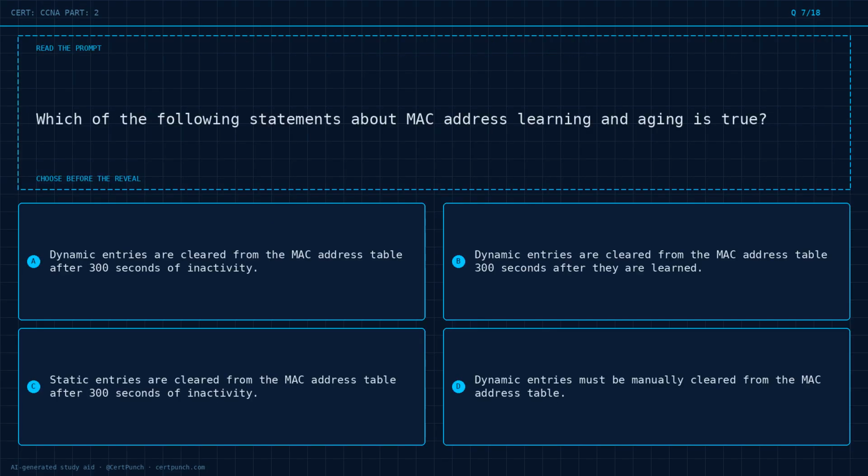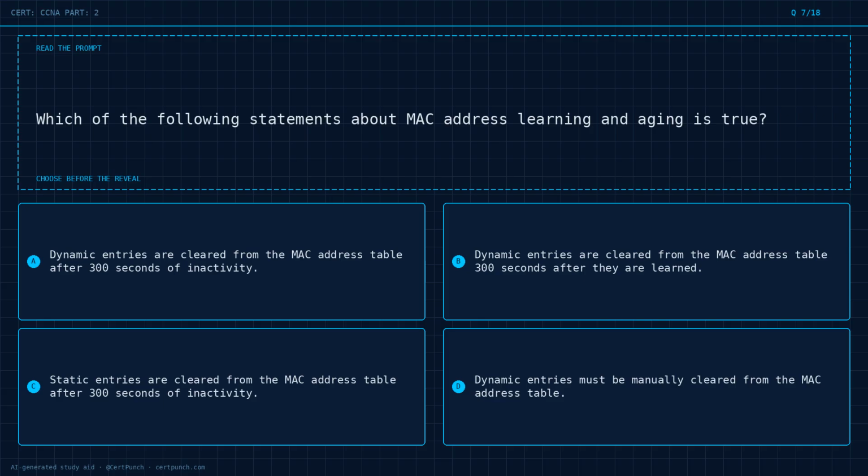Question 7 of 18. Which of the following statements about MAC address learning and aging is true? Option A. Dynamic entries are cleared from the MAC address table after 300 seconds of inactivity. Option B. Dynamic entries are cleared from the MAC address table 300 seconds after they are learned. Option C. Static entries are cleared from the MAC address table after 300 seconds of inactivity. Option D. Dynamic entries must be manually cleared from the MAC address table.